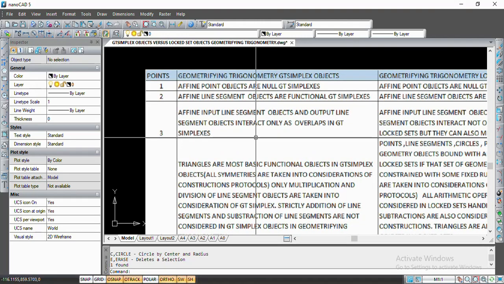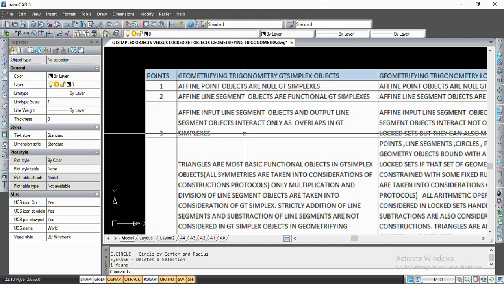Triangles are very functional objects. Triangles are the structural objects and the functional objects for geometrifying trigonometry. Obviously trigonometry deals with triangles mainly, and line segments are important, mainly the input line segment and output line segment, and the relationship between them. Suppose we take cos theta, that means the input line segment is the hypotenuse and the output line segment is the base. If we take sin theta, then the same input line segment is the hypotenuse but the output line segment is the perpendicular.